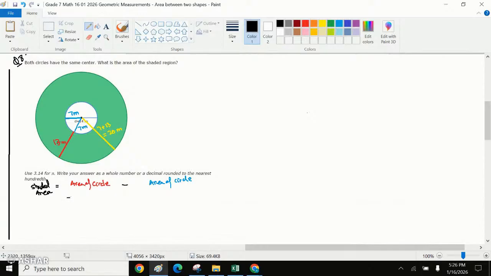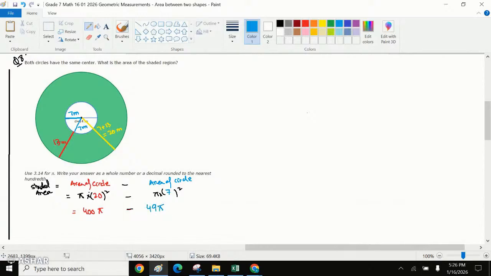So can I say this is pi multiplied by r squared minus pi multiplied by r squared? What is the radius of the larger? The larger circle radius was 20 meters, and the radius of the smaller circle was 7 meters. 20 squared is 400 pi, minus 7 times 7 is 49 pi.